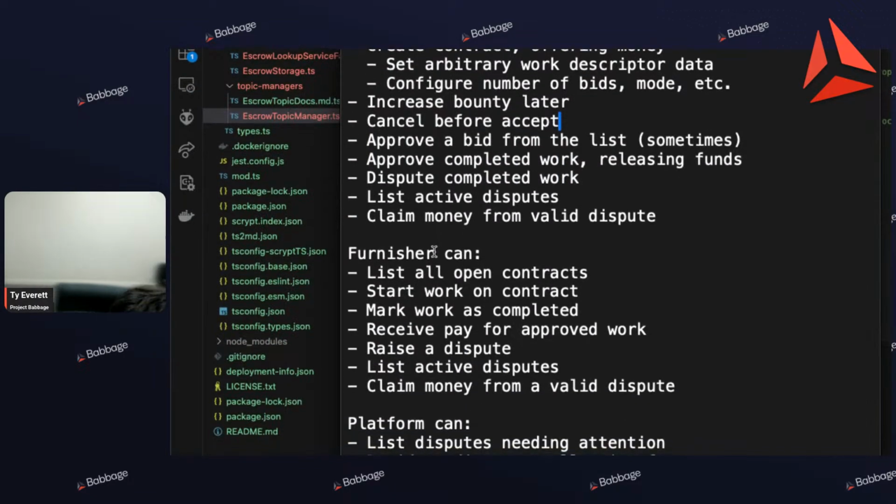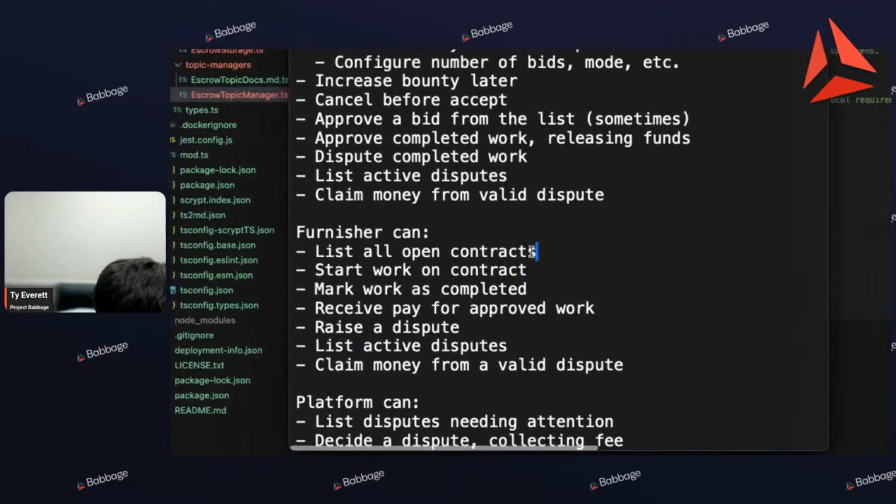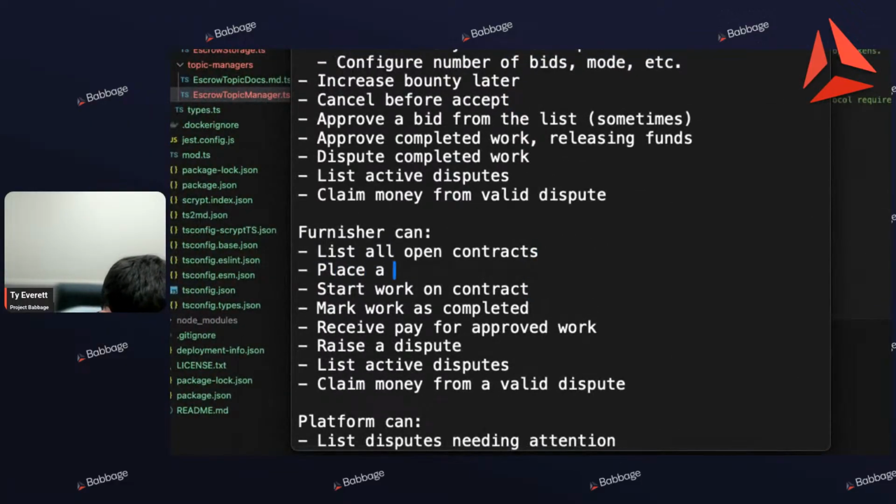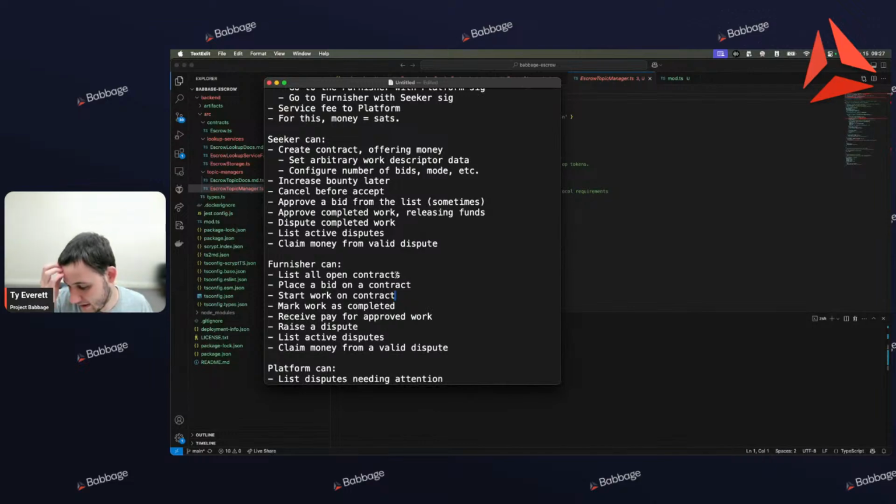Then a furnisher could place a bid on a contract. Then there's the idea of permissioned versus unpermissioned systems, which is the final degree of complexity that I would like to add. This relates to whether work must be approved by a platform. So can a platform or must a platform approve the starting of work in a particular case?